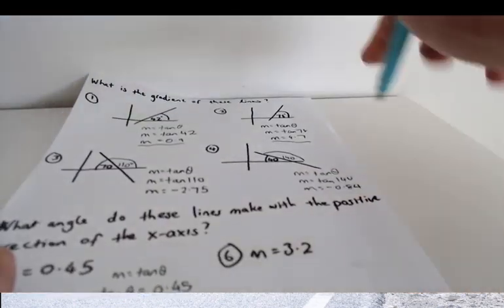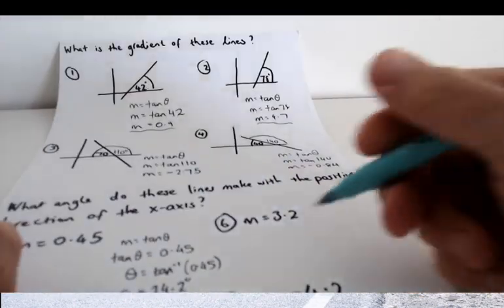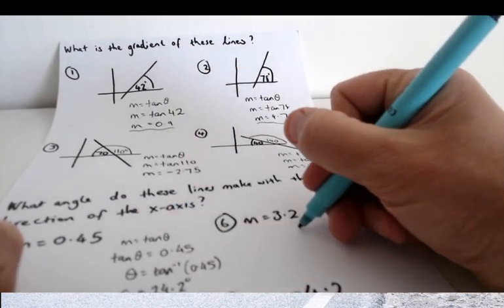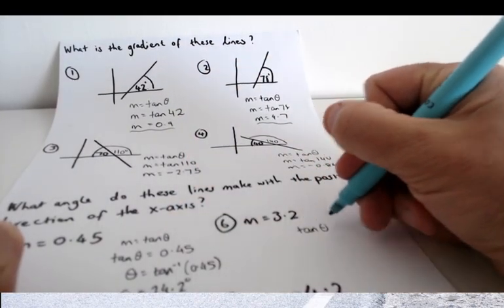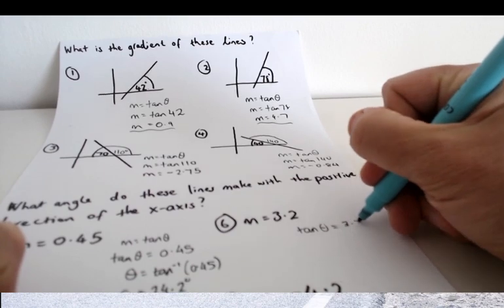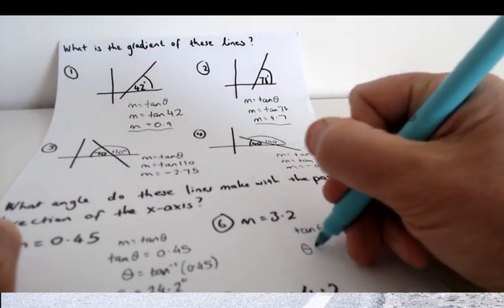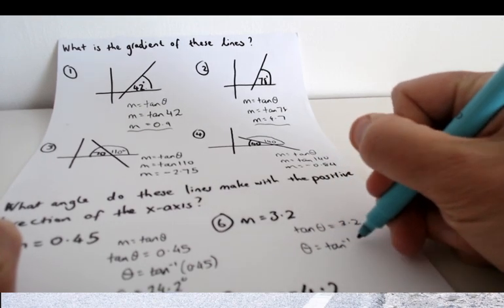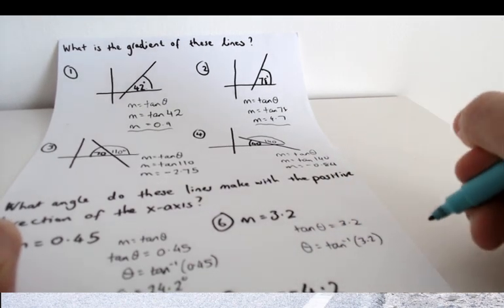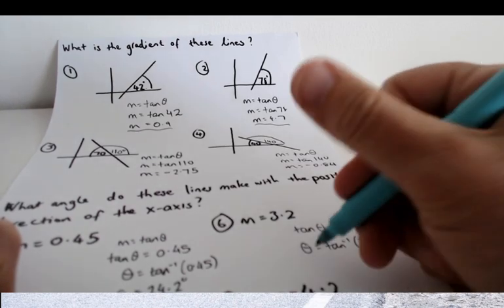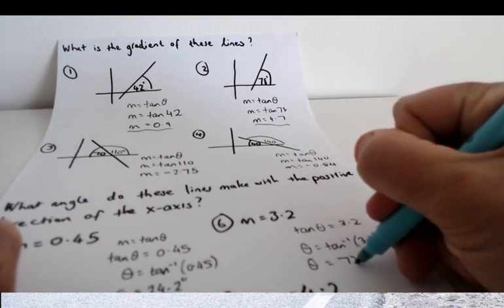On question 6, you're told the gradient of 3.2. We're going to follow the same pattern as this. You're going to say, okay, so tan theta equals my gradient, which is 3.2. Now I'm going to inverse tan. Check that on the calculator, 72.6.